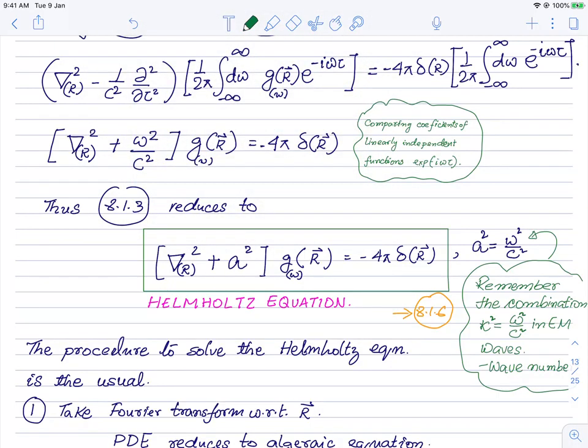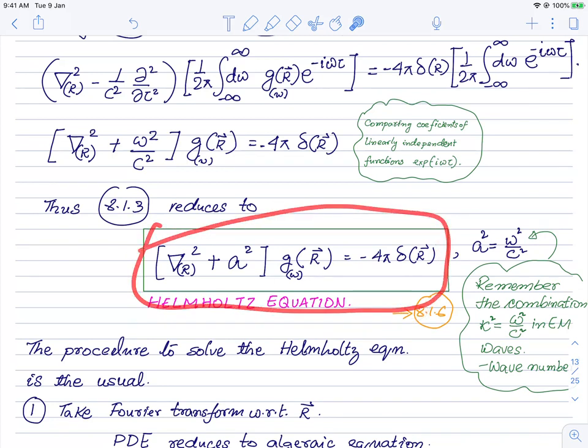Right. So basically, this is the equation that we have to solve now, and after doing the Fourier transform on tau, we are reduced to this equation, and this equation has a name. It's called the Helmholtz equation. So we have to solve this equation now, right?